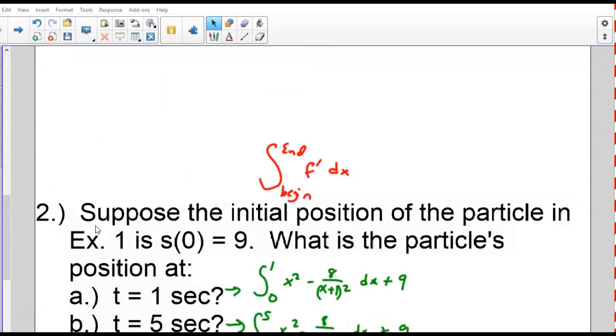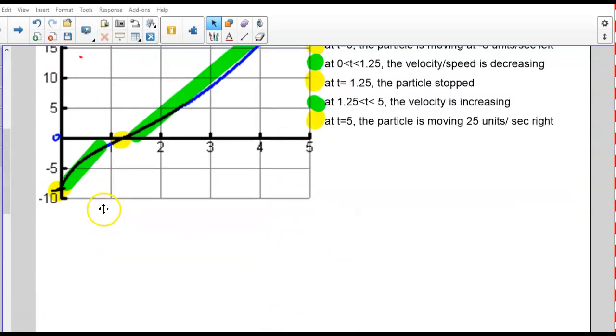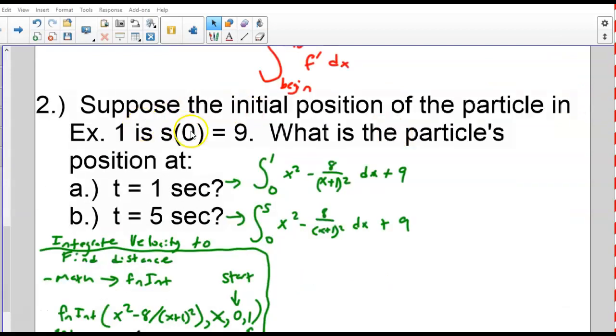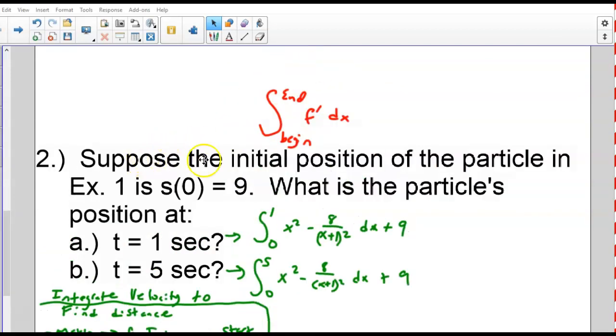So now, by the way, these next problems, we're going to use this equation, guys, right here: x squared minus 8 over x plus 1 squared. So right here, suppose the initial position of a particle in example one, which is what we just used, is s of 0 equals 9. What is the particle's position? First off, I want y'all to understand this question is asking you about the position. It says initial position. It's asking you about the position, which means we're assuming a starting place.